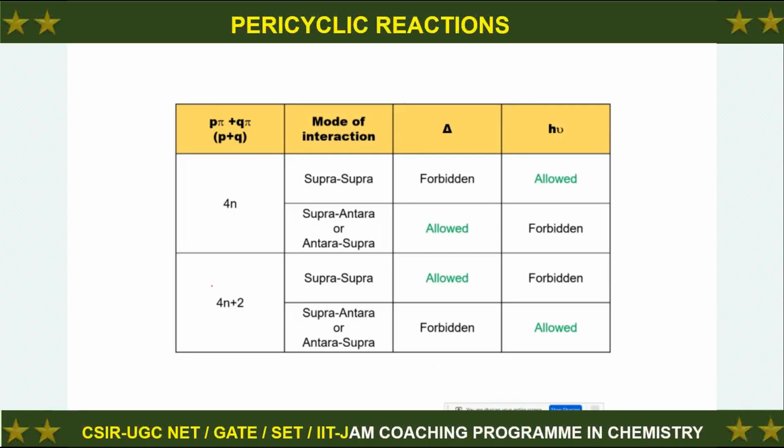Okay, so this is a table of this. 4n systems, which means 2 plus 2: the supra condition thermally is forbidden, but photochemically allowed. Antarafacial additions are thermally allowed, but the problem is that it is geometrically unfavored. So mostly antarafacial interactions won't happen in 2 plus 2 systems. Then 4n plus 2 systems, like 4 plus 2 cycloadditions: suprafacial itself is allowed thermally, but photochemically it's forbidden. It's reversed for the antarafacial mode. When antarafacial interactions are there, thermally it's forbidden, but photochemically it's allowed.